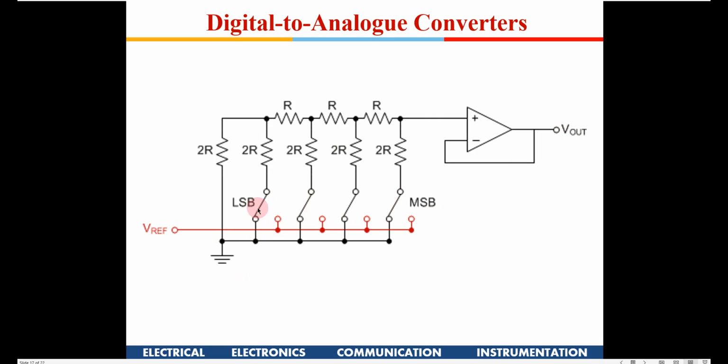If only the LSB is high, this switch will be put here, so you have V reference going out here, so correspondingly the output voltage will increase. And if the MSB is switched on based on the digital input, you have V reference going out here, so correspondingly the voltage will be still higher. So this is the practical circuit using an R-2R ladder and a unity gain op amp.